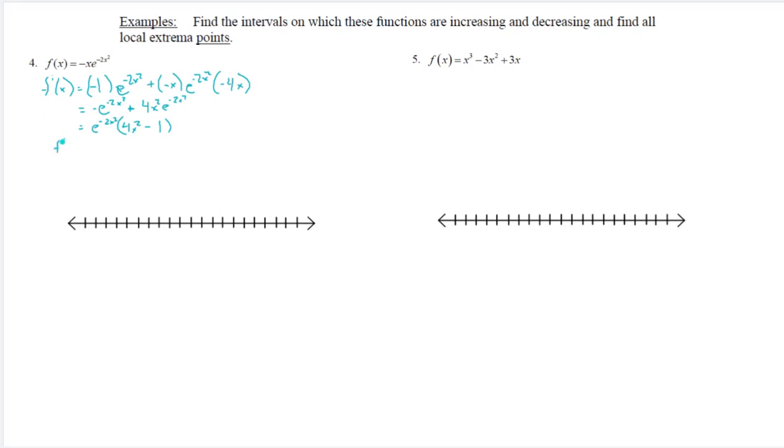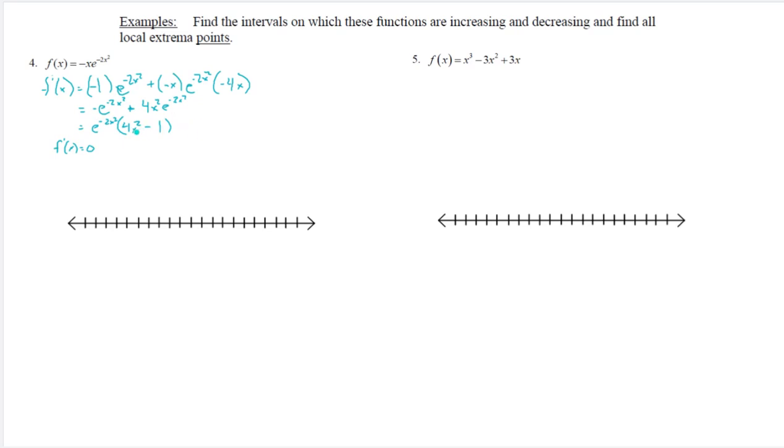Now in this case, we're looking for our f prime of x equal to 0. We're looking for those numbers. There are no values that we have to worry about it being undefined on. So our primary focus is going to be where it's equal to 0. Now, if we look at this exponent part here, the e to the negative 2x squared, there is no point on that line that's ever going to cross the x-axis. It gets very, very close, but it'll never cross. So there's not going to be any zeros coming from that. Our zeros are going to come from this 4x squared minus 1.